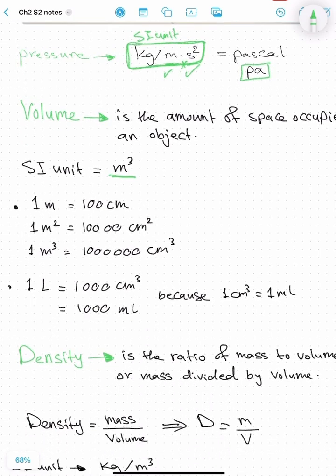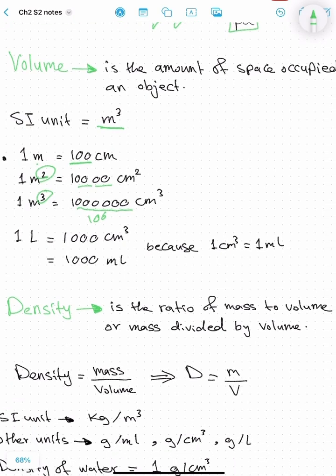These are some relationships between units. 1 meter is 100 centimeters. If it is squared, double it, so 10,000. If it is cubed, triple it, so 10 to the power of 6, or 1 million cubic centimeters.